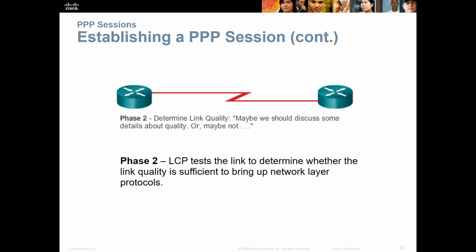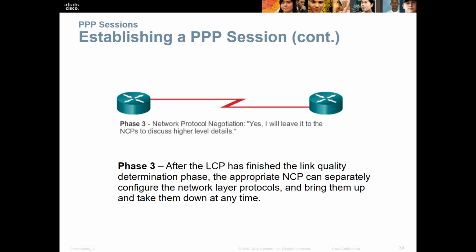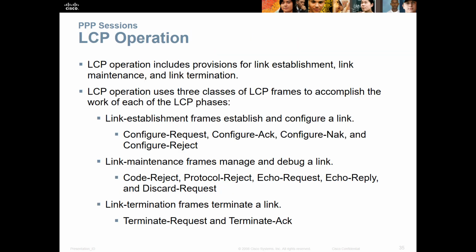LCP will test the link to determine whether the link quality is sufficient to bring up the network layer protocols. After the LCP has finished testing the link quality, it will hand off to the NCP, which will then separately configure the network layer protocols, bring them up, and take them down when necessary. Let's go into the LCP operations.